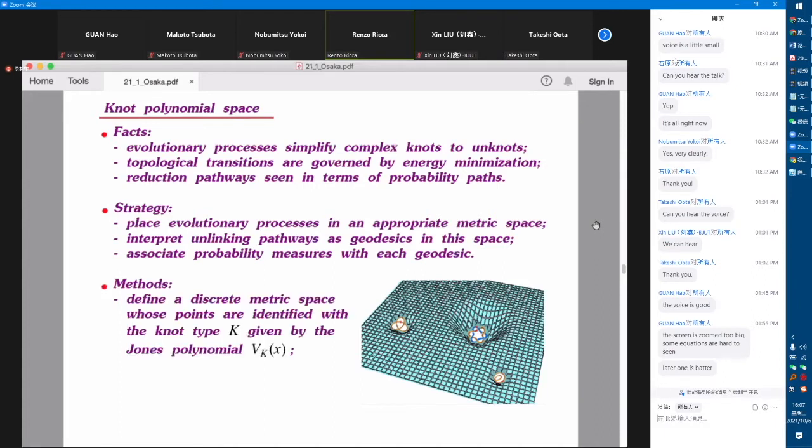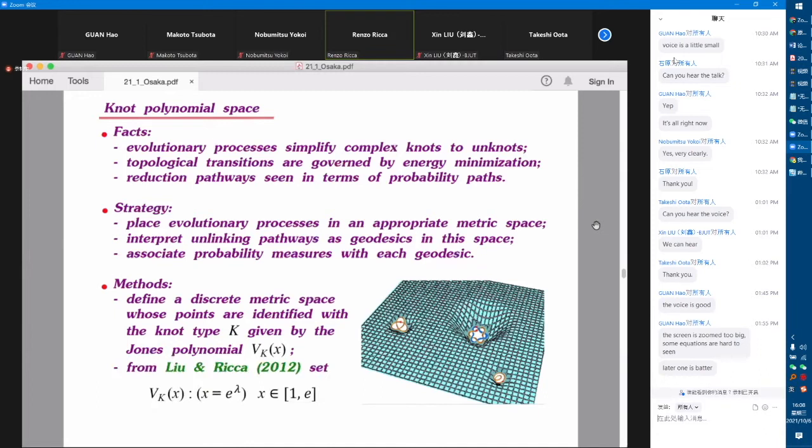Okay, so the methods. First, we have to define a discrete metric space whose points are identified with the knot type K. And in particular, we consider the Jones polynomials. You heard the Jones are the degenerate polynomials from HOMFLY-PT. They depend only on one variable, that is x. And we consider this case because it's first of all simpler. And then we want to give weight to these polynomials by numerical values. So we resort to the adapted version of this polynomial.